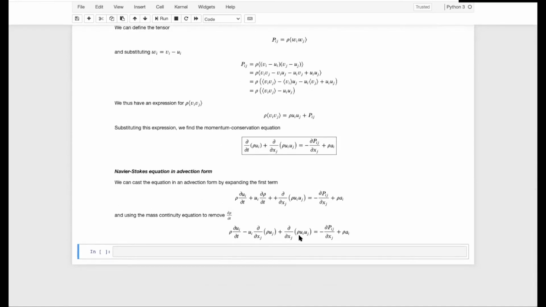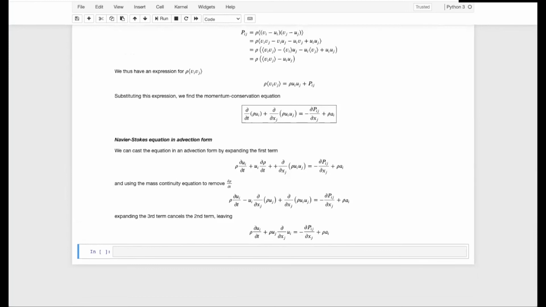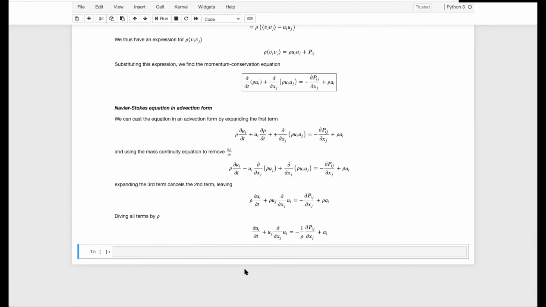And now we expanded the third term. You see here that you have rho uj and ui. If we use the product rule, separating ui from rho uj, we're going to see that it produces a term that is going to cancel with the term that came from the continuity equation, leaving us with this equation. Now, if we divide all the terms by rho, that's what you end up with.